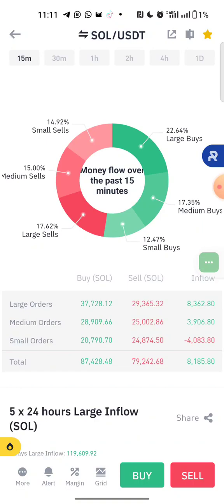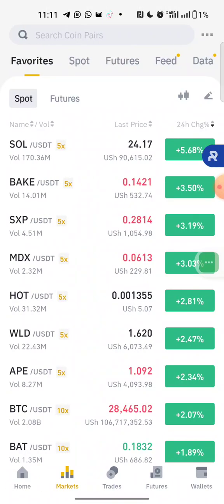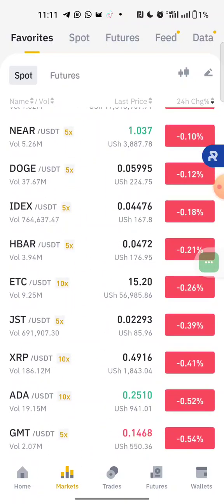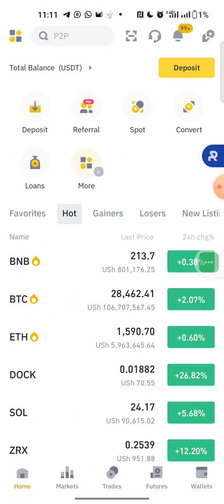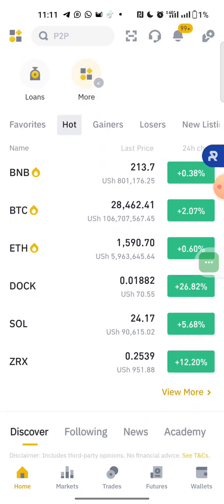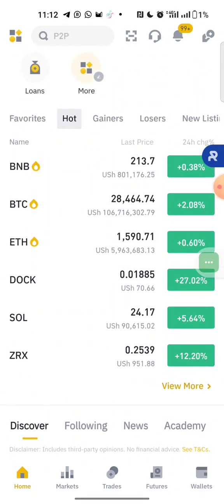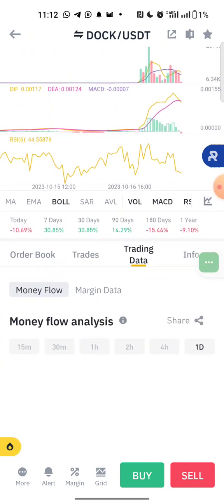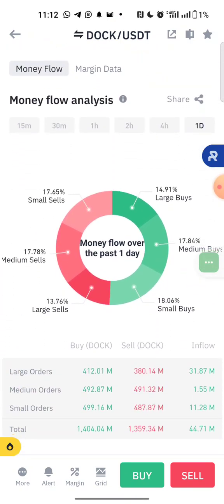But with what volume? Maybe you might be planning to enter a coin that has pumped, but let me go back and find another coin to pick up. Let me pick this dog coin. So with dog coin, you come here on data and you see in 1 day, yes, the buyers are dominating.